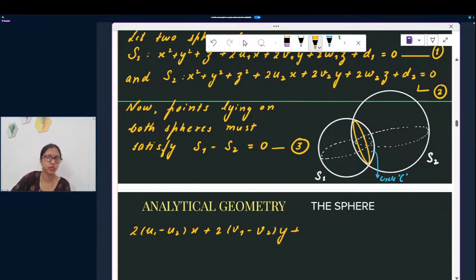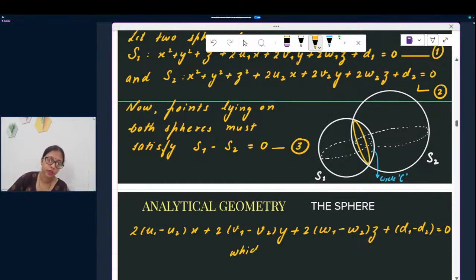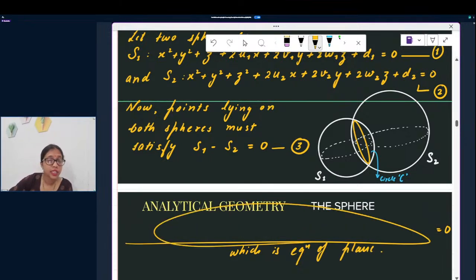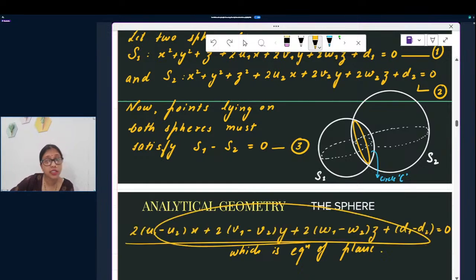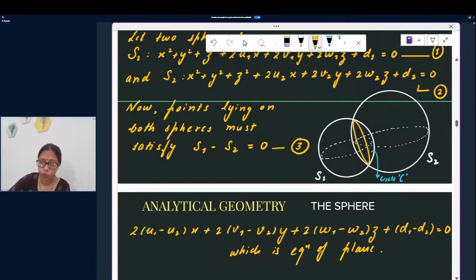What does it represent in three dimensions? What does the equation look like? Isn't it representing a plane? Which is the equation of a plane. That means this is a plane which contains the circle of intersection. So what will this plane be? This plane will be something like this.